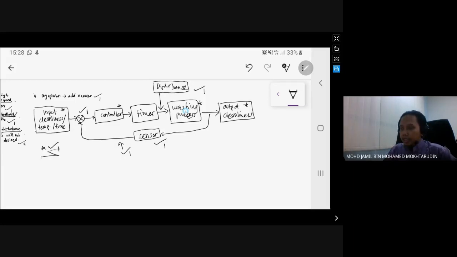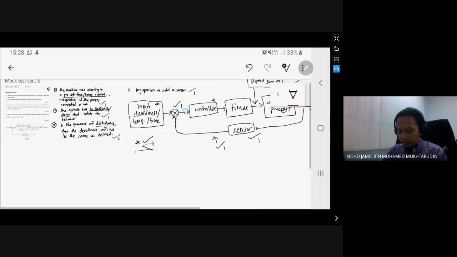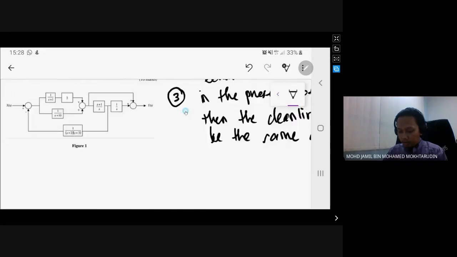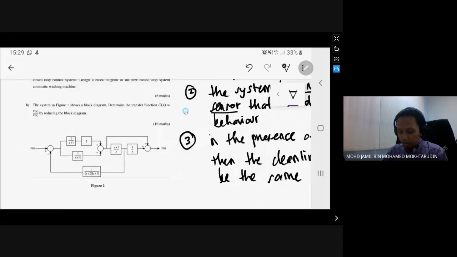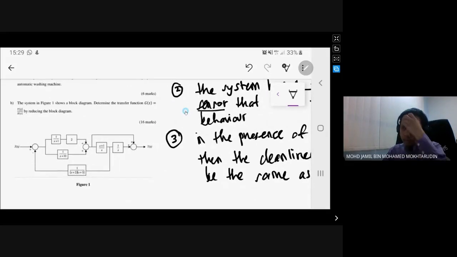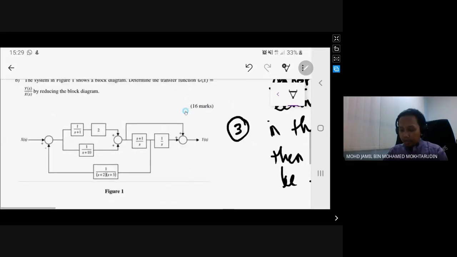Okay, so we move on to question B. Question B is about block diagram reduction.